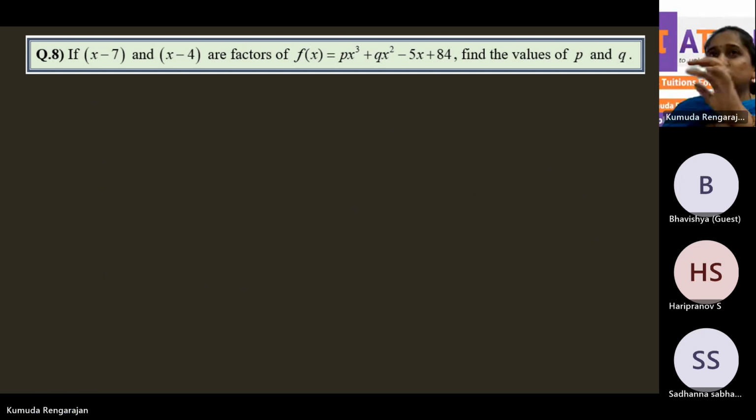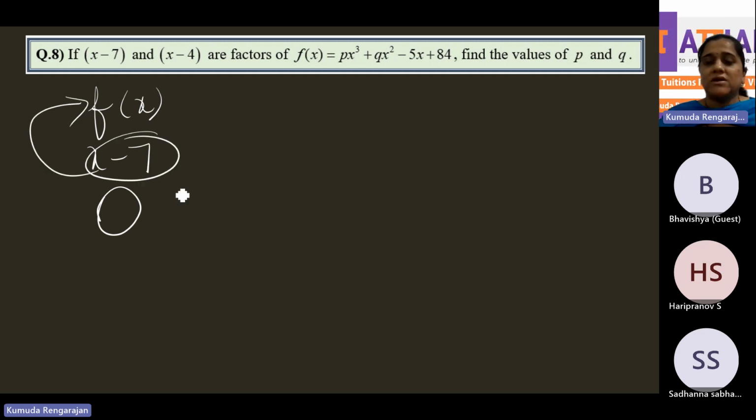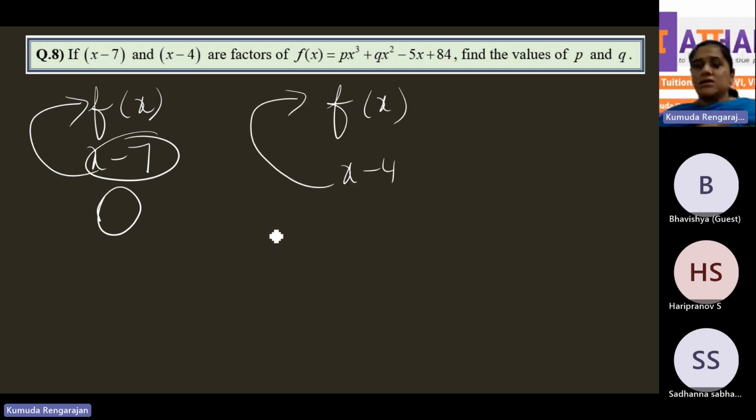Now, have you understood from your mistake? Is it clear now? Now you understand? F of x is the dividend. When you divide that by x minus 7, the remainder is 0 because it's a factor. Because x minus 7 is a factor of this one. Similarly, x minus 4 is a factor of this one. So in both the cases, when you perform the long division, the remainder will be 0.